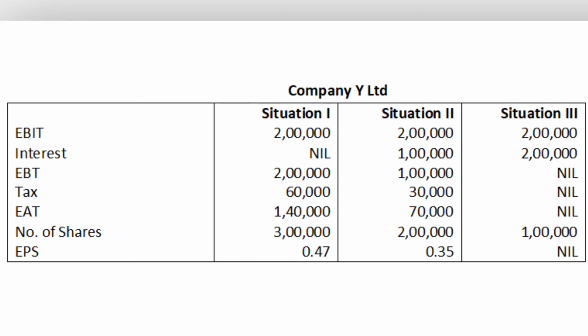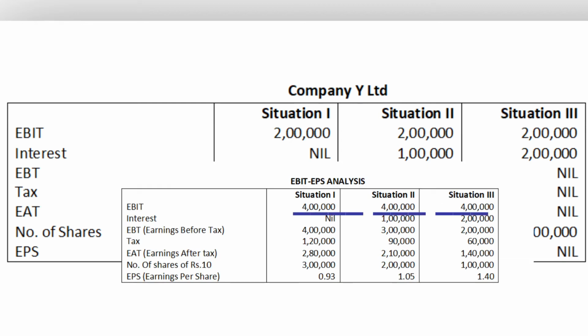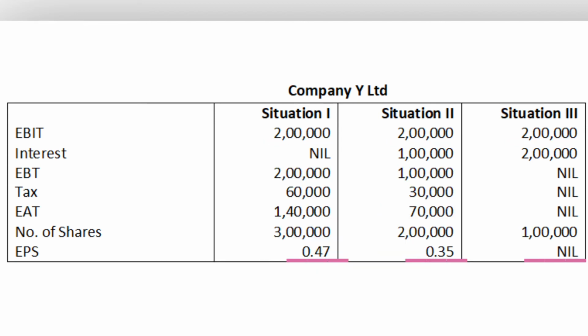To understand this in a better way, let us take an example of another company, which is Y Limited. In this question, everything remains the same except EBIT here is 2 lakh in all the three situations. In company X, EBIT was 4 lakh in all the three situations. So here the EPS that the company is earning is decreasing with more use of debt.